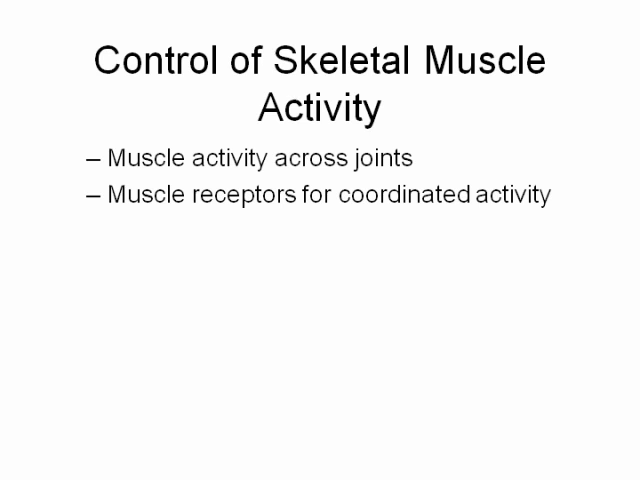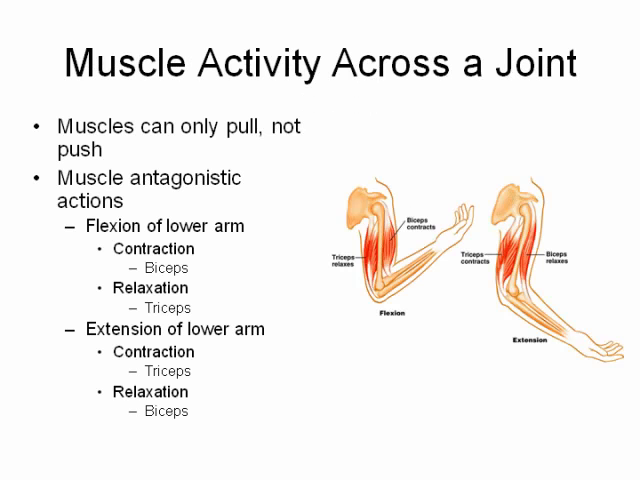So now we're going to have to talk about the control of skeletal muscle activity. That is, what happens in a real live human being with intact limbs. So muscle activity across joints and the sensory receptors that are necessary for coordinating muscle activity. First of all, muscles can only pull. A muscle, when it contracts, it shortens. So it's going to pull. We can actually extend a limb by pulling a muscle that causes the limb to move in the opposite direction as when the muscle was flexed.